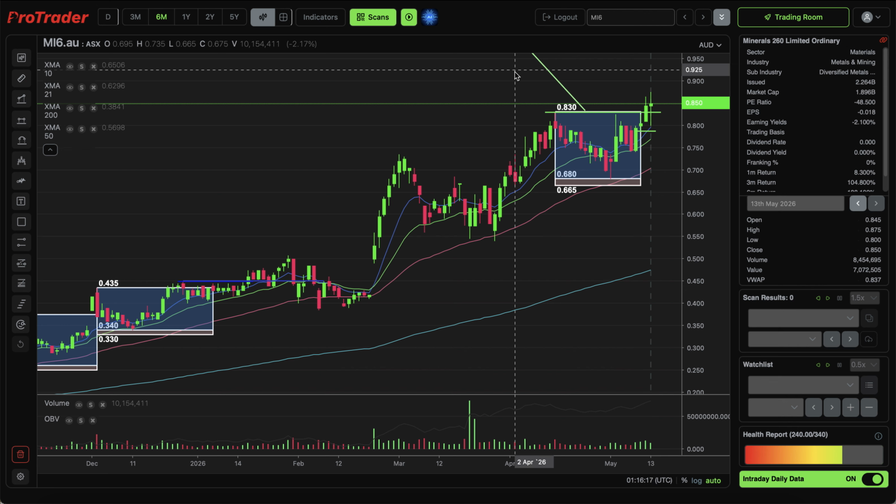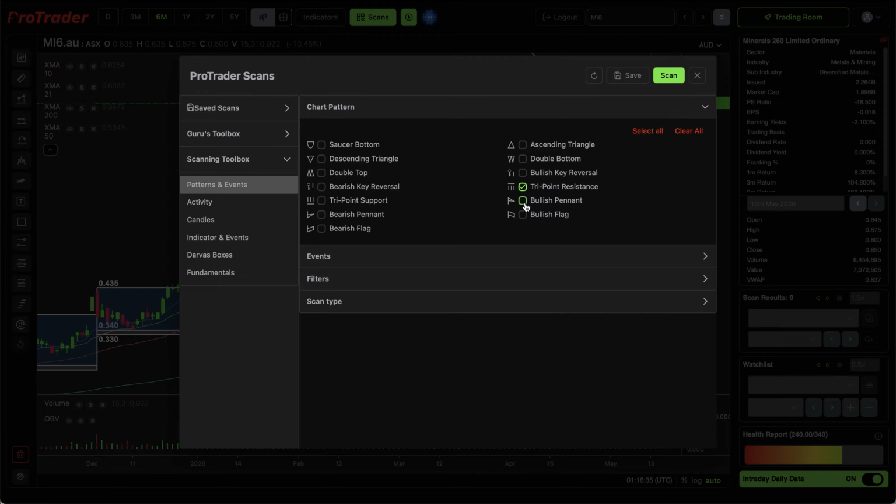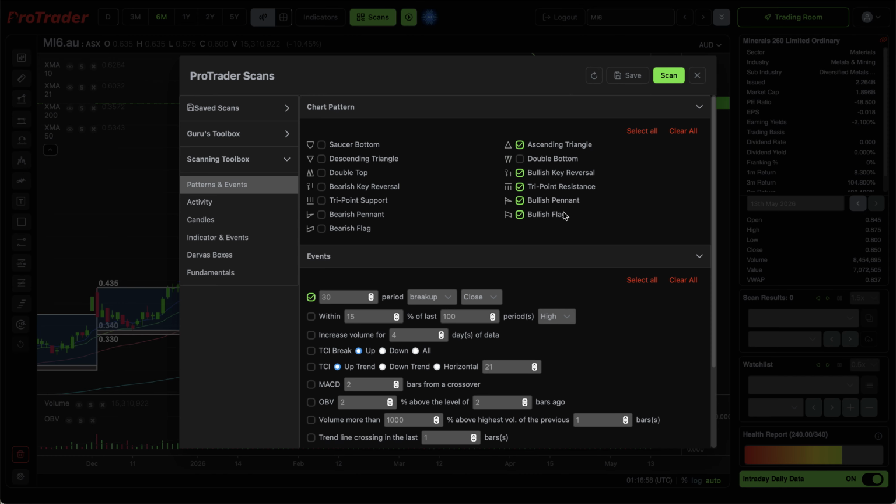Now the next one, and this is great for penny stocks, is to go into the pattern scanner. I put in tri-point resistance, but if I'm looking for bullish stuff, I'll just click all of the bullish stuff, and ascending triangle. This finds some, because with ASX penny stocks, the way they trade, you find a lot of tri-point resistance setups where the chart hits exactly the same data point time and time again.